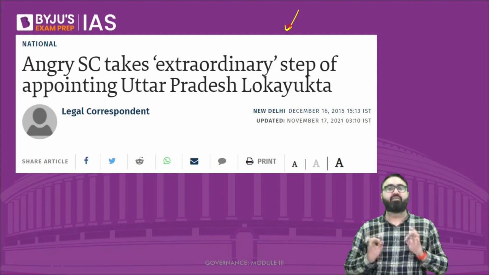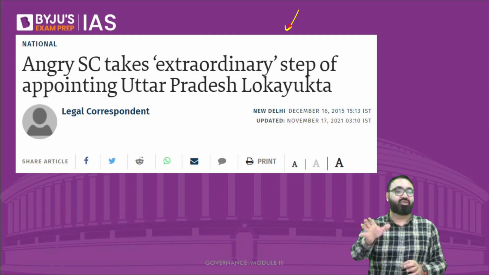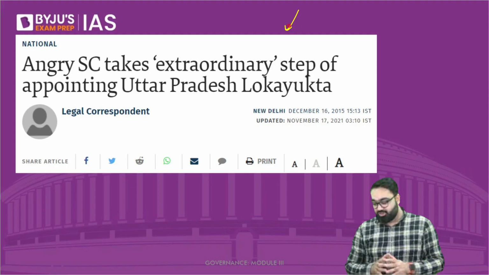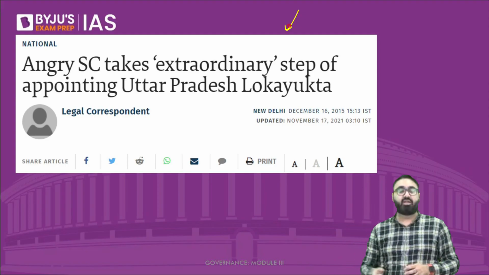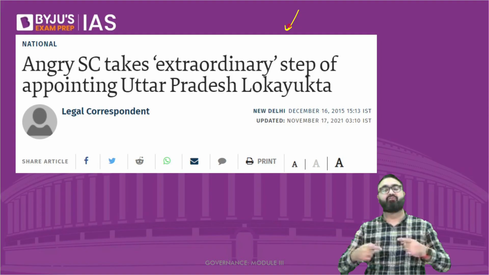The Supreme Court in 2015 said, okay, then we will appoint a Lokayukt if you cannot appoint the Lokayukt. So in 2015, the Supreme Court appointed a new Lokayukt for UP using its powers under Article 142. How?